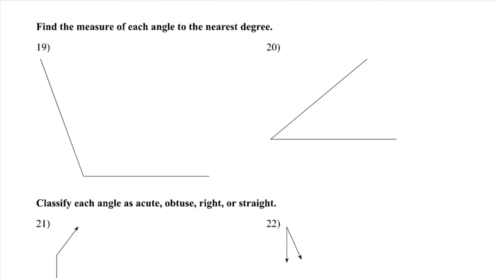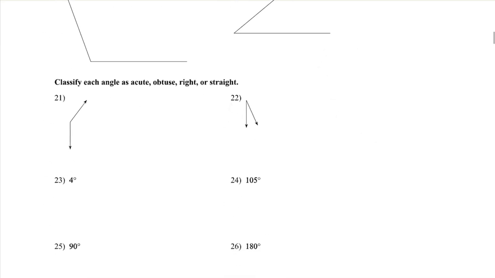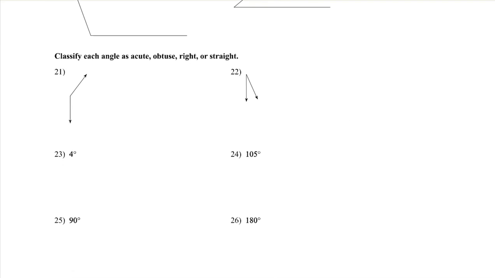Find the measure of each angle to the nearest degree. We won't be using protractors. We use them in class. That's fine. These are all pretty straightforward. You should know what an acute angle is, an obtuse, a right, or a straight. I'm pretty picky with my right angles. I really like to see the mark, but that's my style here.